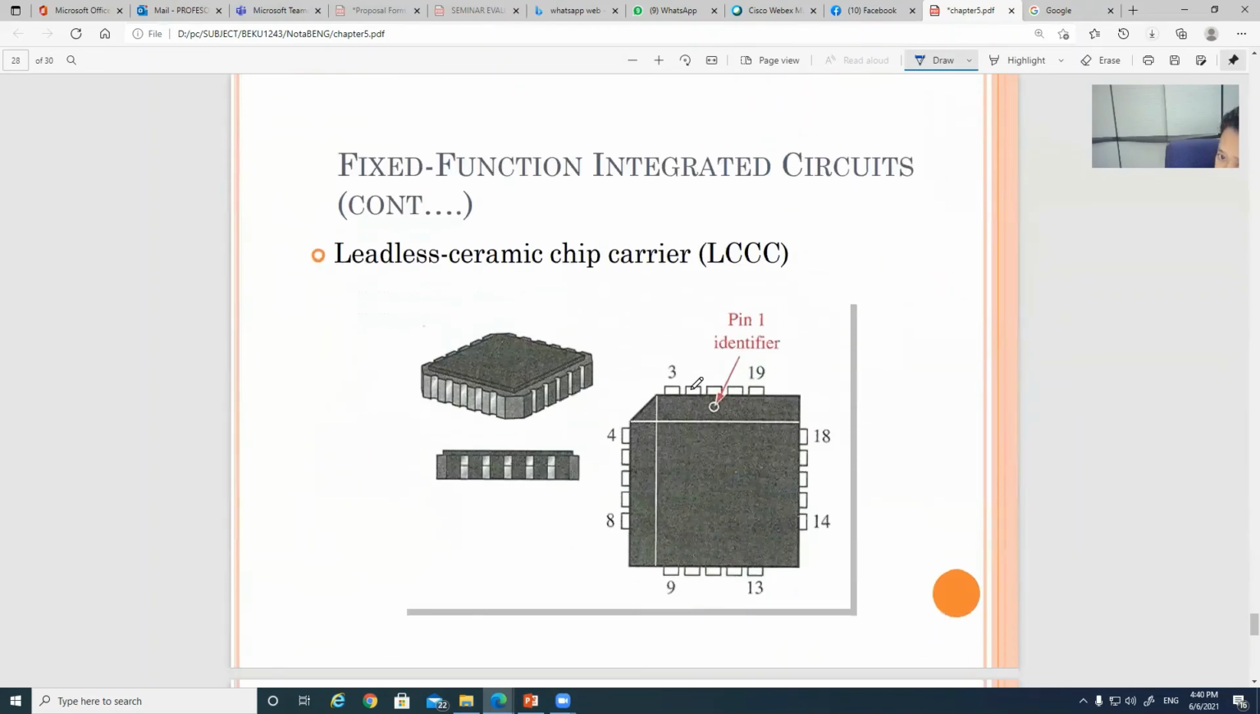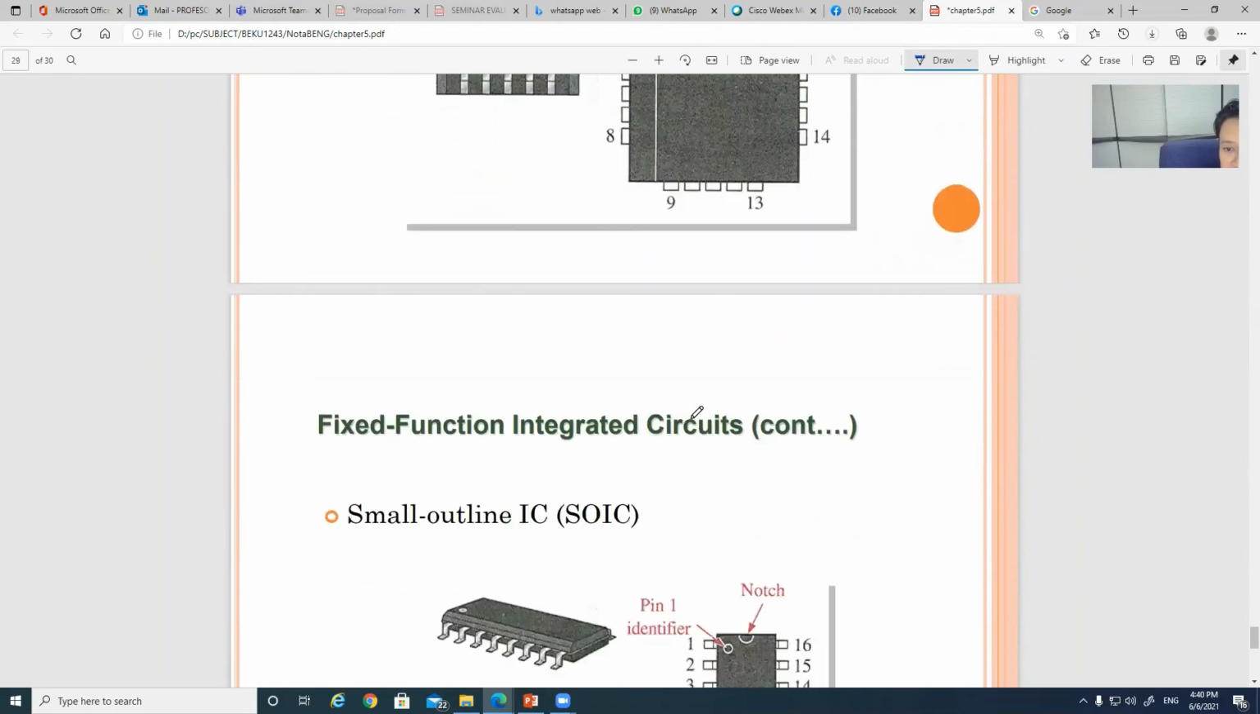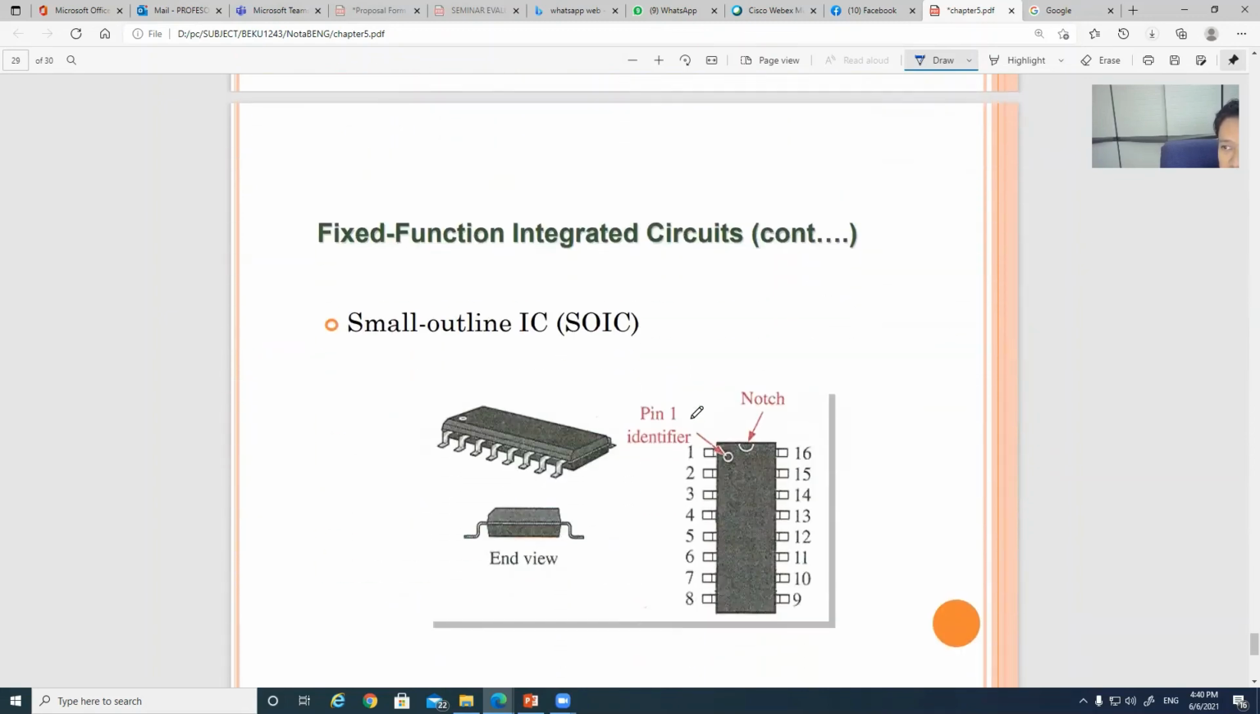Another one, maybe you can see this IC. This one we call the leadless ceramic chip carrier. Similarly, it has the pin 1 identifier. Normally you can refer to the data sheet for the function of every pin. And then this one is mostly found, the small outline IC. You can see in the end view, it will be the same. We have the pin 1 identifier.